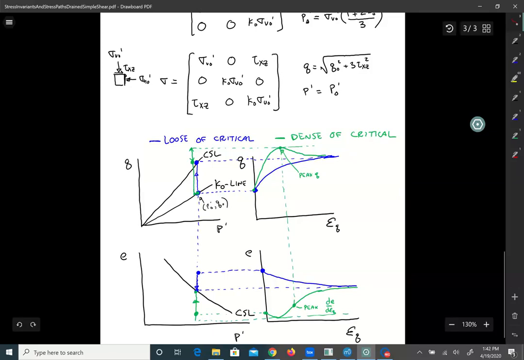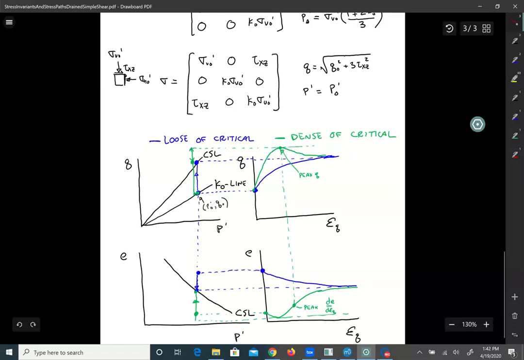Then we can also make a plot of void ratio versus shear strain down here. And that's going to start out at the same void ratio. So we started here, we can draw a horizontal line over, and we know we're starting right there. A key to drawing these is that you have to pay attention to making sure everything lines up.